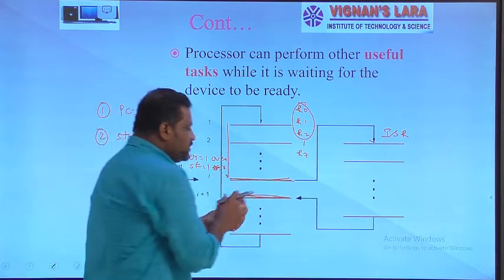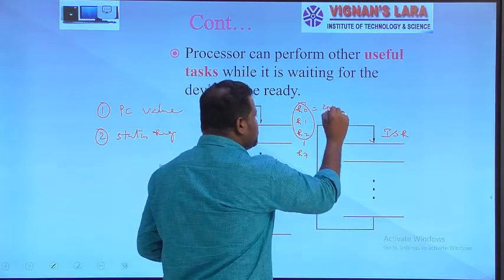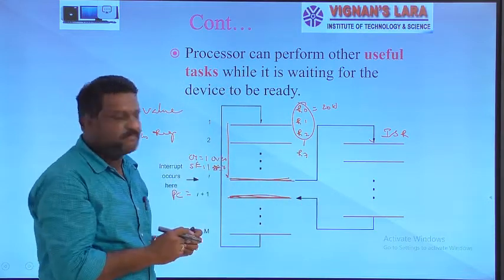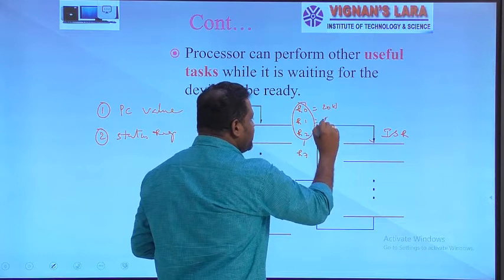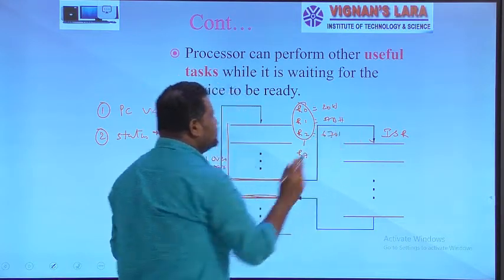For example, before shifting execution from this to this, R0 value is some 20H. Let me assume these registers are 8-bit registers. And R1 is equal to some ABH. And R2 is equal to some 67H. These are the values.